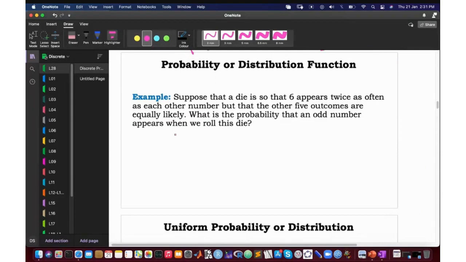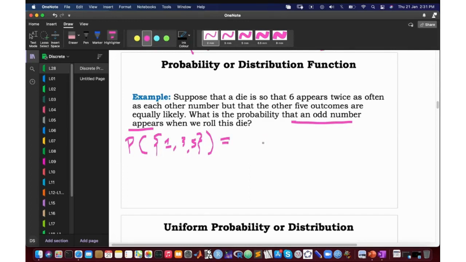Suppose that a die is biased so that 6 appears twice as often as each other number, but all other 5 numbers are equally likely. What is the probability that an odd number appears when we roll this die? So we are interested in this event, okay? The event that I get an odd number, which is 1, 3, and 5. Okay? मैंने इस event की probability compute करनी है.